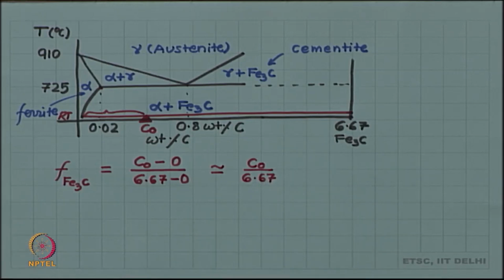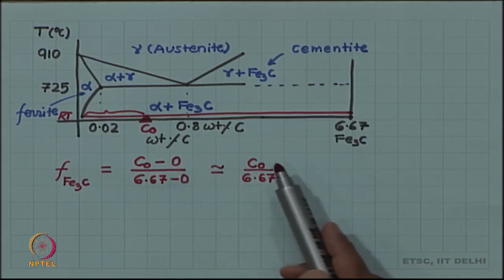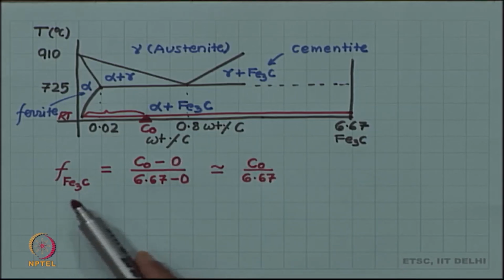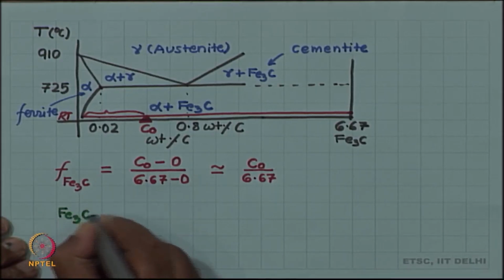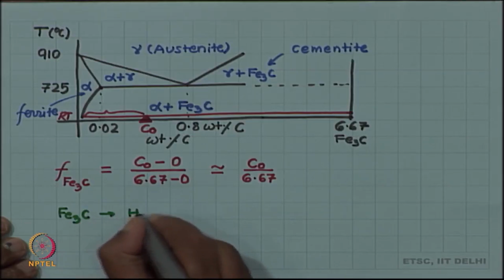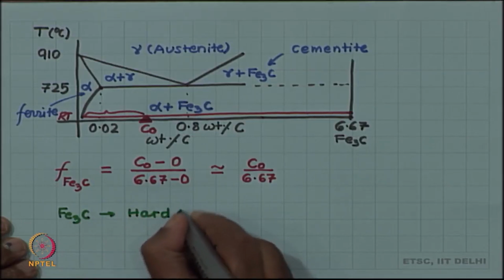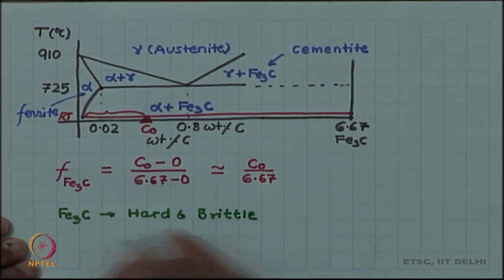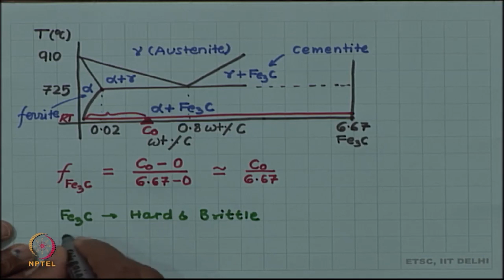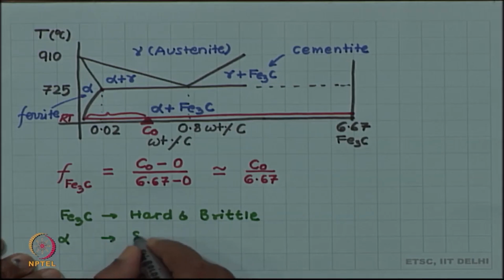So, it is directly proportional to the carbon concentration. If I have 2 times more carbon concentration, I will have 2 times more Fe3C as fraction in my alloy, and Fe3C is the phase which is hard and brittle, and alpha, the ferrite, is soft and ductile.